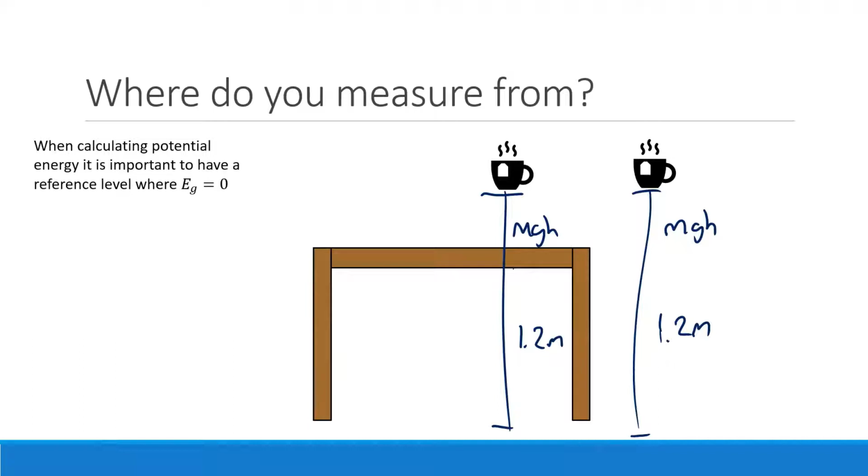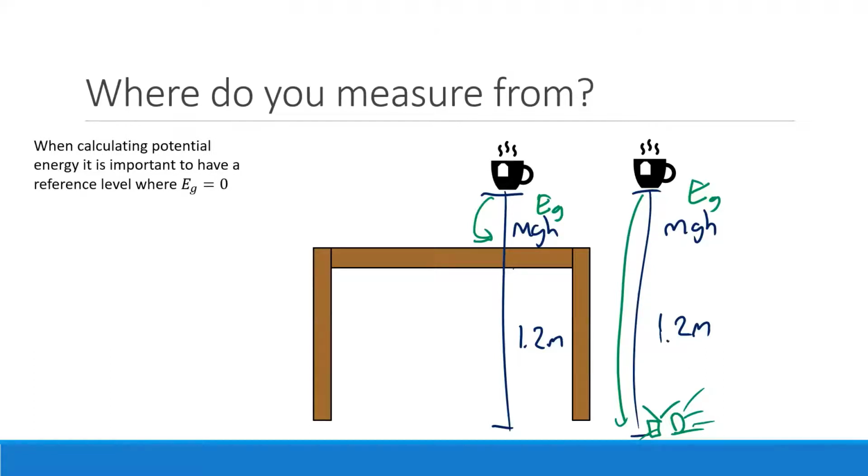If I drop this one on the left, it will fall down and hit the table, and it probably won't shatter. But if I drop this one down and it hits the ground, guess what? It's probably going to break up into 10, 12 pieces. And the question you might ask is, but they both have the same gravitational energy, don't they? And here's where you have an issue. Yes, they both have the same gravitational energy if you take the ground as the reference.